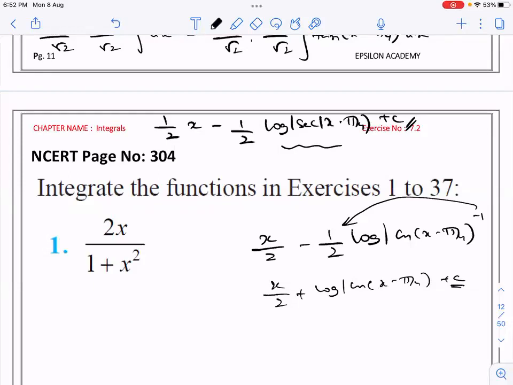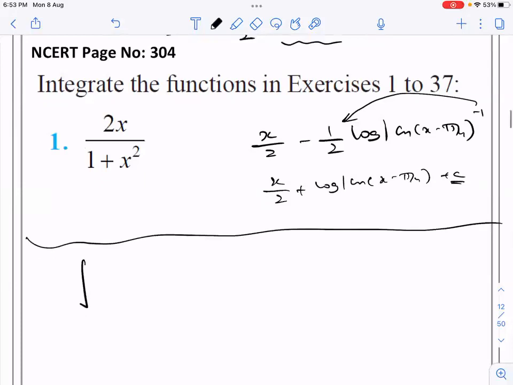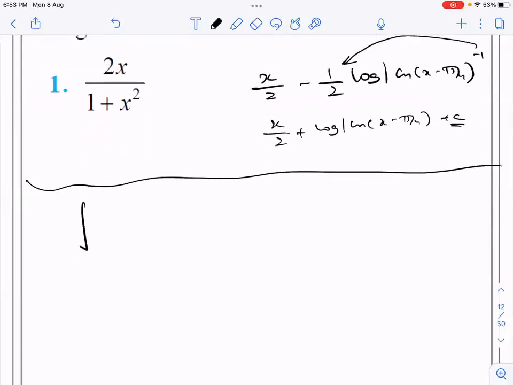So these two are slightly tough problems, but the ideas are important. So I'll just share what they did in the textbook. Okay, I'll just share the idea. I'm not going to do it completely. So what is the question? Integral of cos x by cos x plus sin x dx.